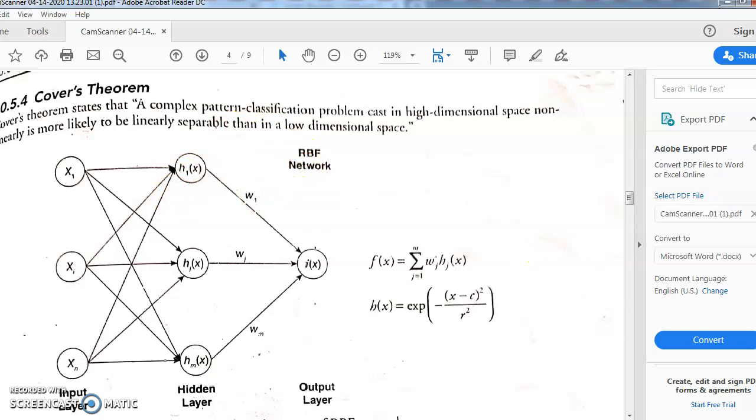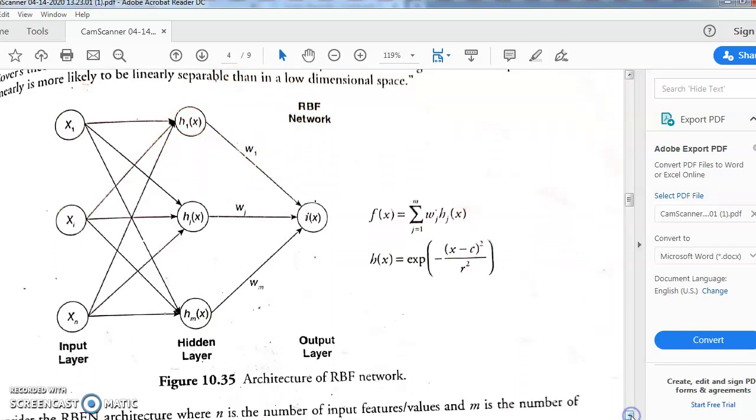See this diagram, the RBF network is shown here, where x1, x2, xn are the inputs. We apply the mapping function at the hidden layer. So we have n inputs, we will apply m mapping functions, and all these with weights will participate in the decision making, or final classification.